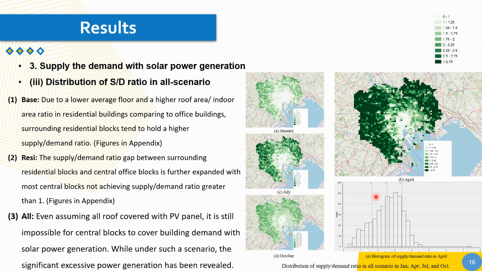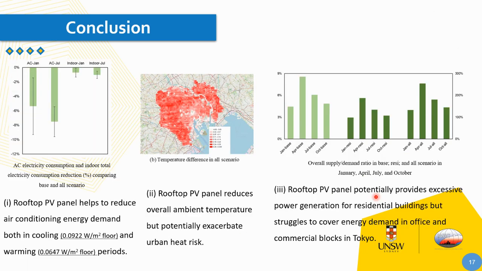And yes, let's move to the conclusions. Three conclusions addressing three research questions. First, rooftop PV panels help to reduce air conditioning demand, both in cooling and warming periods. Second, rooftop PV panels reduce overall ambient temperature, but would potentially accelerate the urban heat risk. And lastly, we found rooftop PV panels potentially provide excessive power generation in our idealistic scenarios. But for commercial and office buildings, it still struggles to cover the energy demand in these high-rise blocks in the Tokyo area.